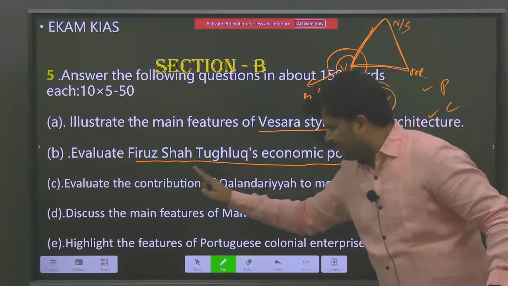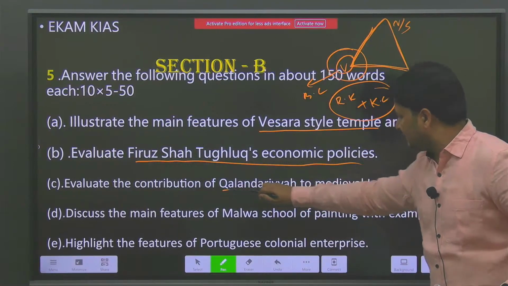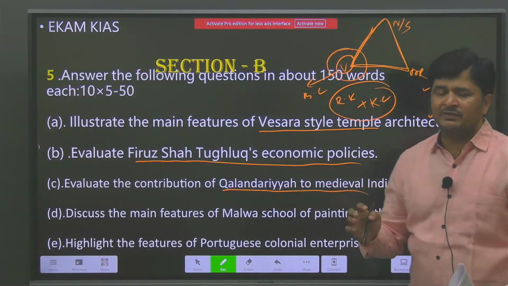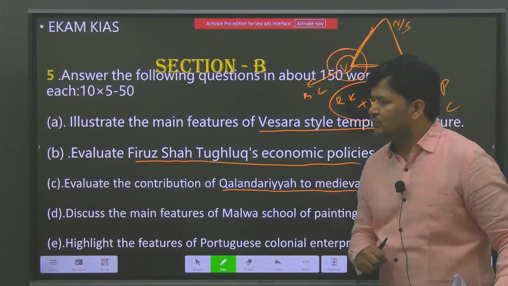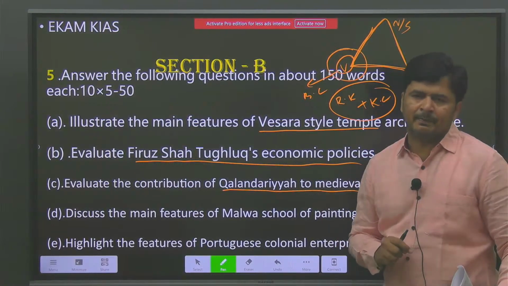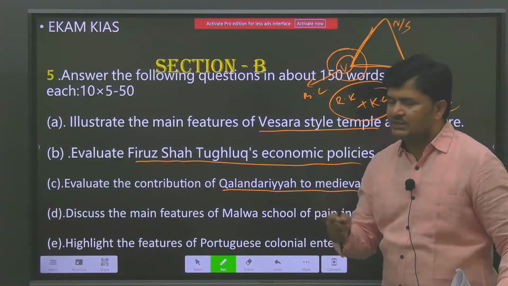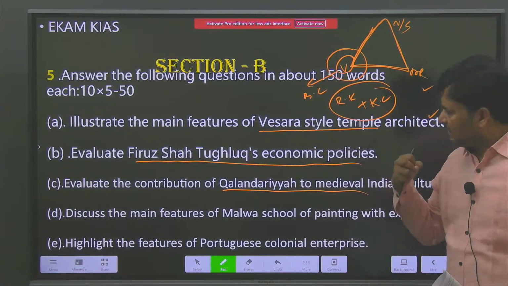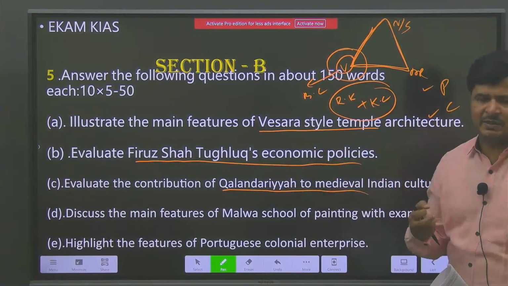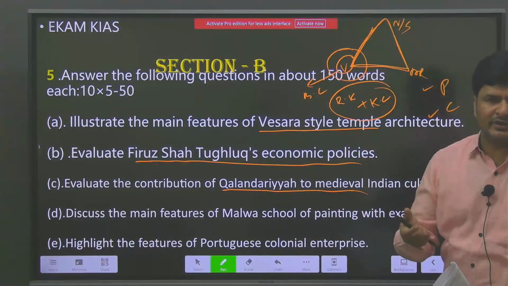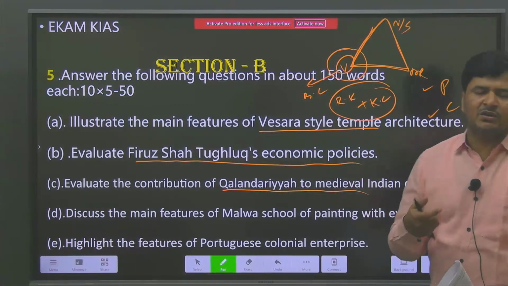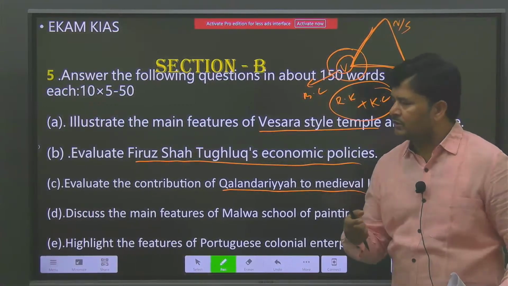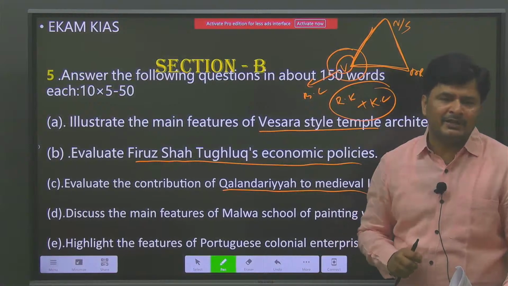The third one, evaluate the contribution of Kalandariya to medieval Indian culture, which we have learned as part of Bhakti and Sufi silsilas, or Bhakti and Sufi movements. We have Chisti silsila, we have Suhrawardi silsila, we have Kalandariya silsila. Obviously, the respective silsilas, maybe Chistis, maybe Suhrawardis, all promoted religious tolerance, sectarian tolerance. They also promoted religious harmony, social harmony.